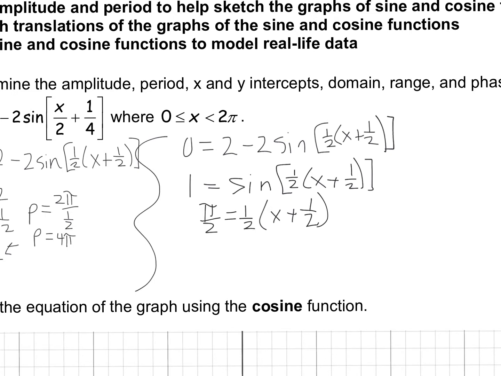Now if I solve, it's a matter of just solving for x. So I'm going to, instead of distributing this half, multiply by 2 on both sides. This cancels with that. The 2's cancel. We get pi equals x plus 1/2. Subtract the half over, and then I'm moving the x to the left-hand side. So you get our x-intercept of pi minus 1/2.